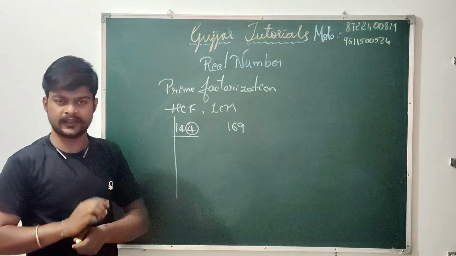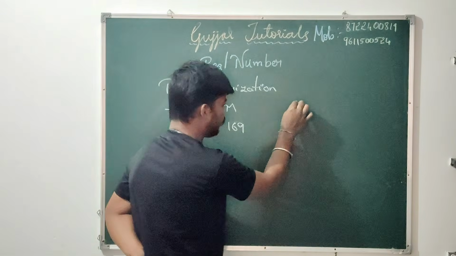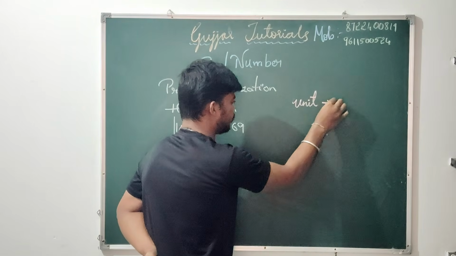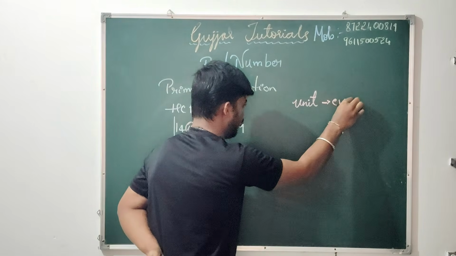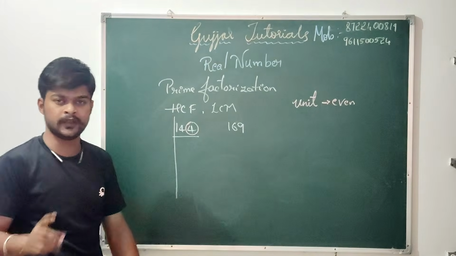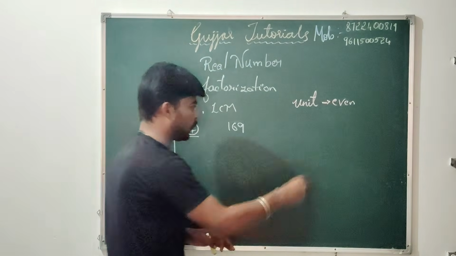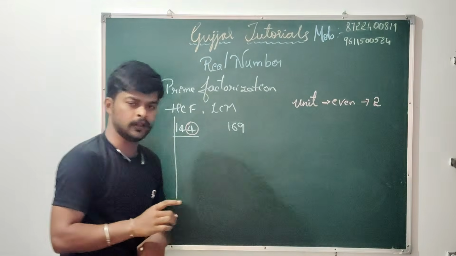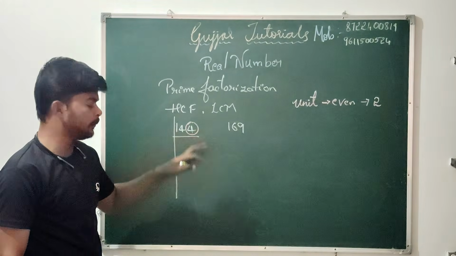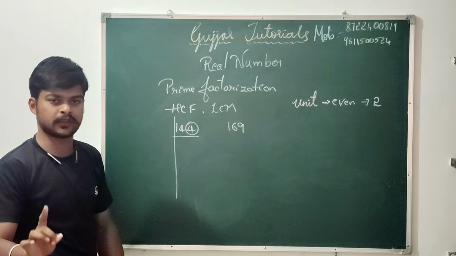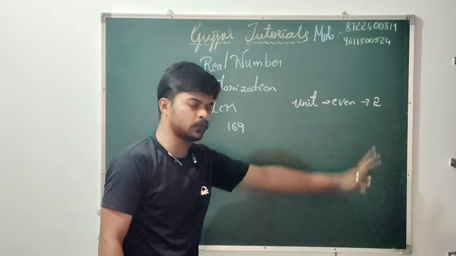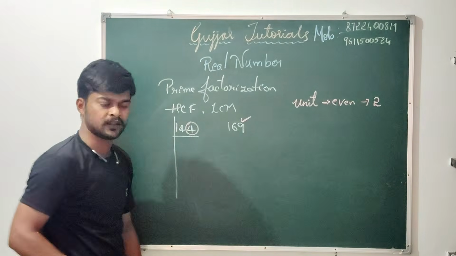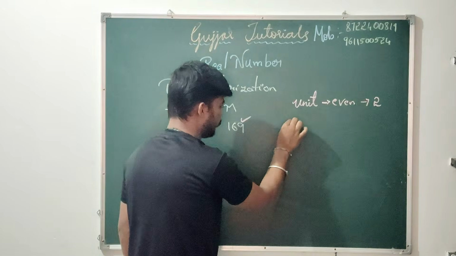If the unit digit number is even, then must and should we need to divide it with 2 only. If the unit digit number is an even number, then we need to divide the number with 2 only.